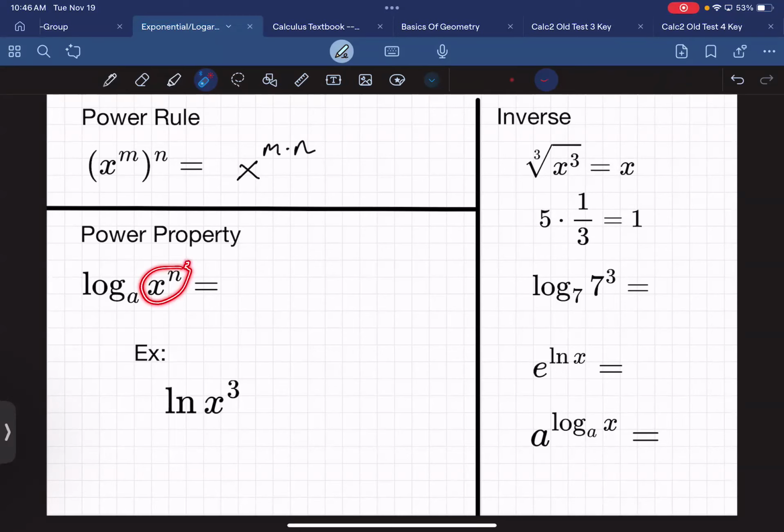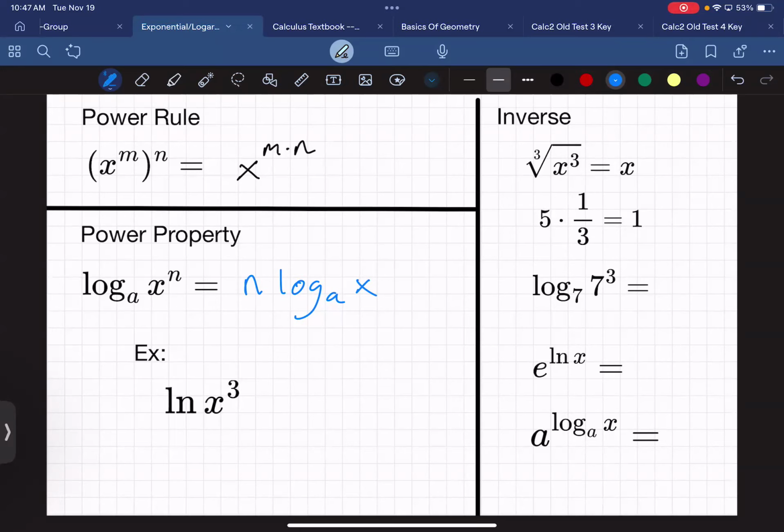It's a single logarithm, and inside the argument is x to some exponent. This is going to be where we see the power property come in for logarithms. What we're going to do is change that to n times the log base a of x. All right, I take that exponent and I bring it to the front to set up a coefficient of the logarithm. Where does this come from?